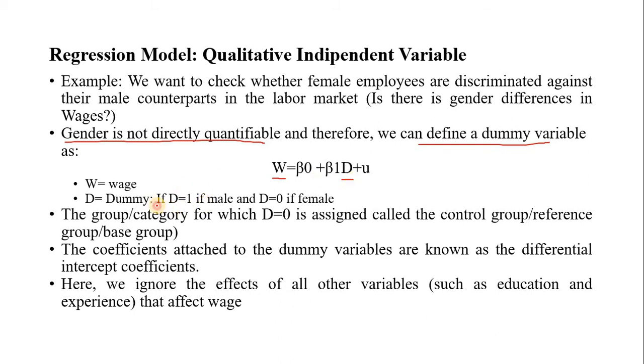D is equal to 1 if male, and D is equal to 0 if female. So I am assigning 1 for male and 0 for female. Is it okay? Yes. The group or category for which the dummy is equal to 0 is called the control group, reference group, base group, or benchmark group.